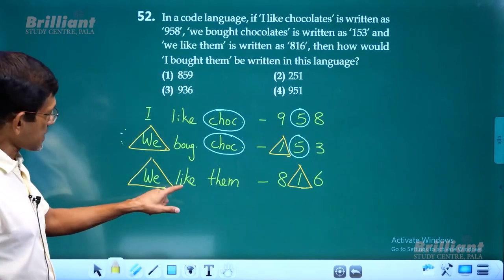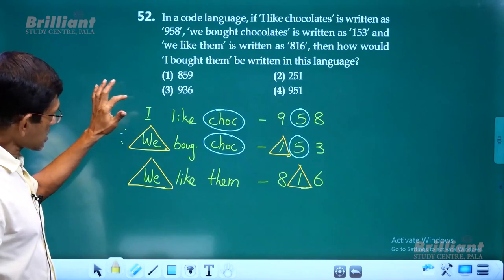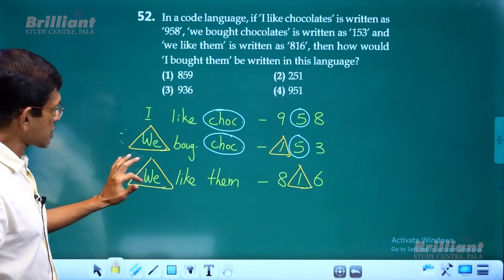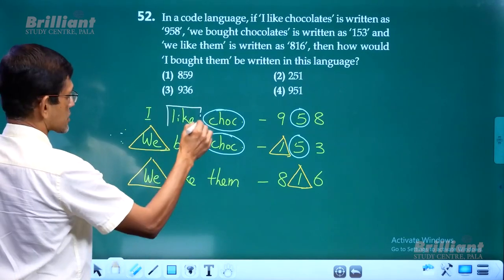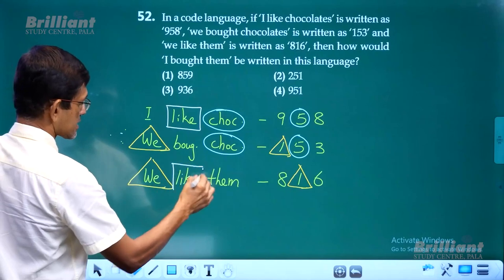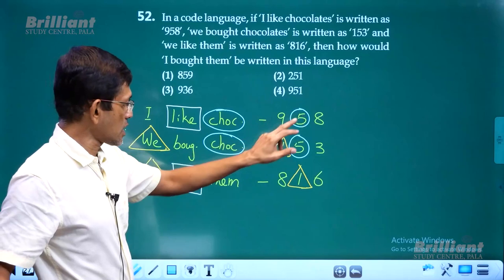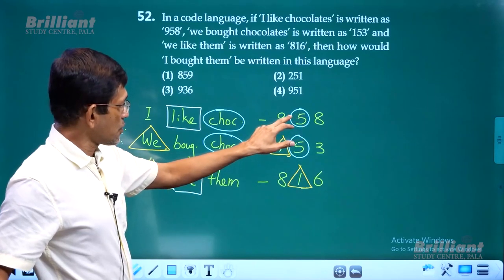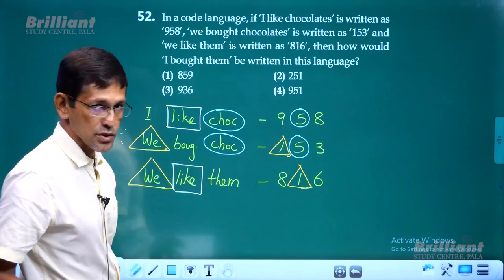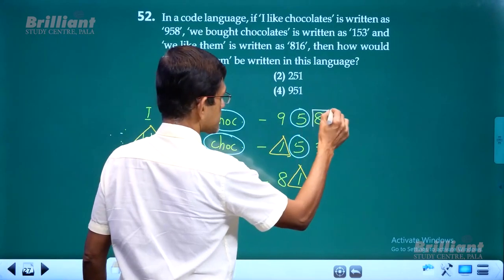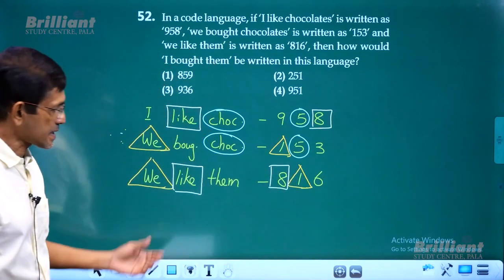And like. If you take statements 1 and 3, which word is common? Like is common. And when you take these codes, statement 1 and statement 3, which code is common? Here 958, here 816. So 8 is common, right? So 8 is the code for like.